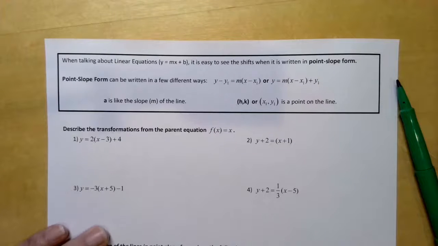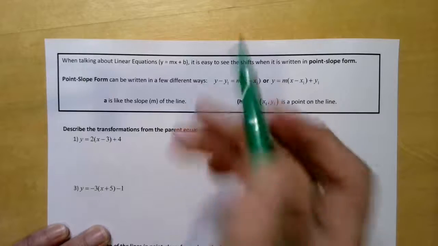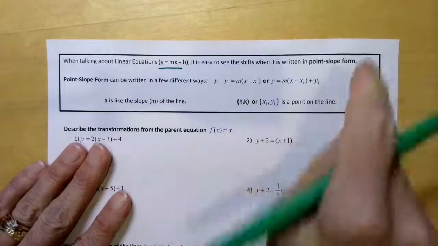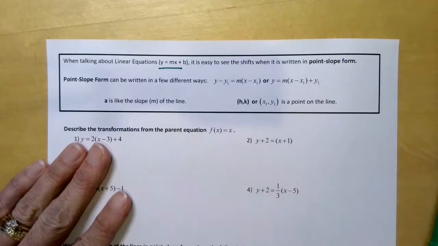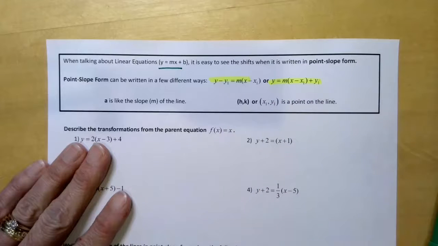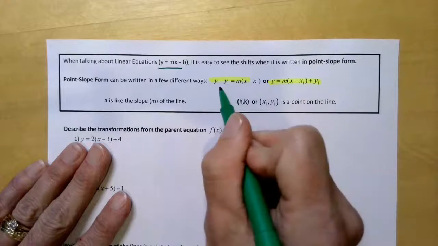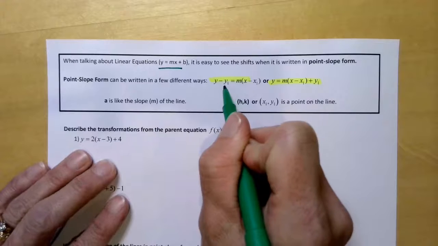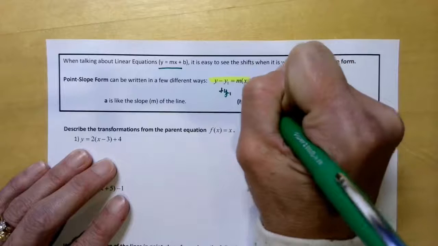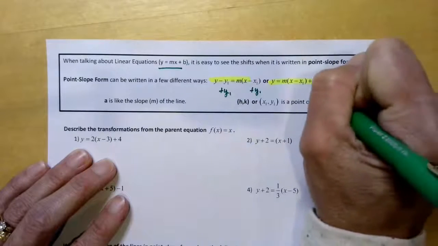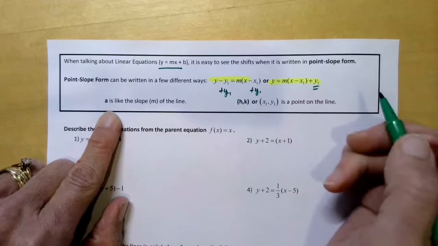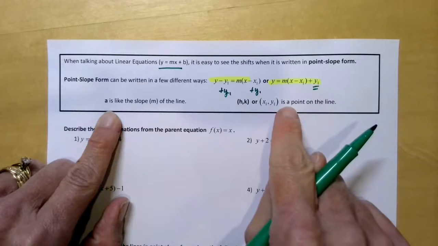All right, so a real quick conversation about linear equations. You're used to seeing them as y equals mx plus b, slope-intercept form. But when we put it into the point-slope form, we can see these transformations. There's 2 versions of our transformation. One where we have our y minus y1, and the other where we add that y1 to each side, and that's what gives us this guy here. A is like the slope of the line, and h, k is like a point on the line.